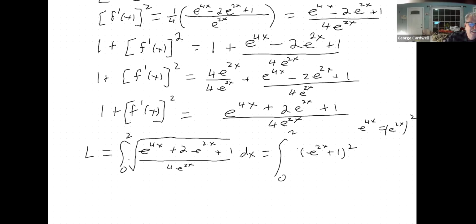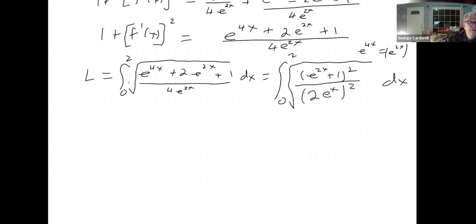The bottom is just 2e to the x squared, square root. Okay. So now the length becomes the integral of 0 to 2. The square root of e to the 2x plus 1 squared is just going to be e to the 2x plus 1, divided by the square root of 2e to the x quantity squared, which is 2e to the x.